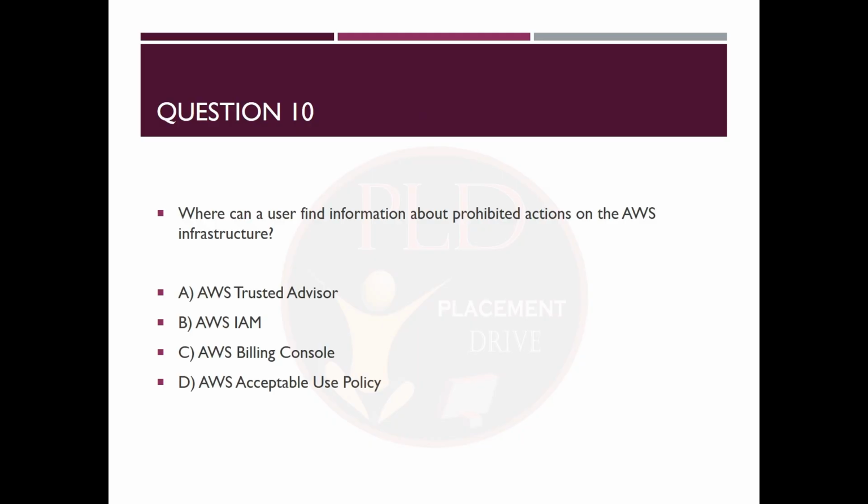Where can a user find information about prohibited actions on the AWS infrastructure? Option A is AWS Trusted Advisor. Option B is AWS IAM. Option C is AWS Billing Console. Option D is AWS Acceptable Use Policy.